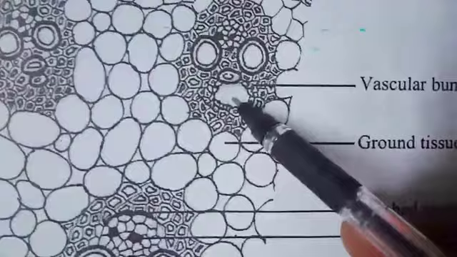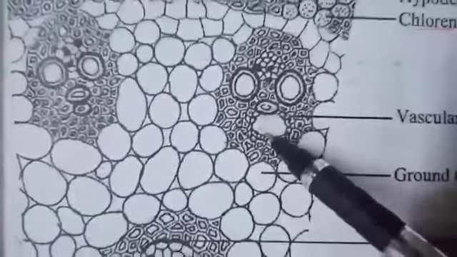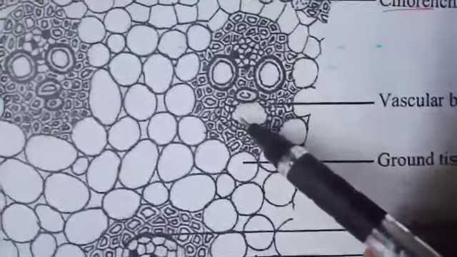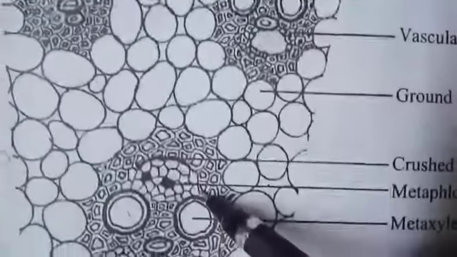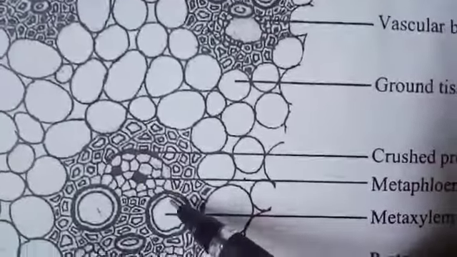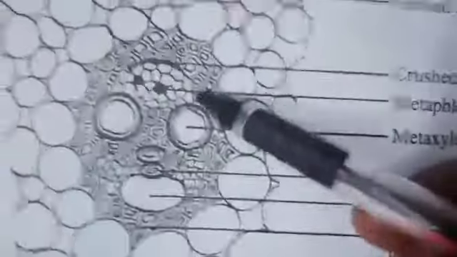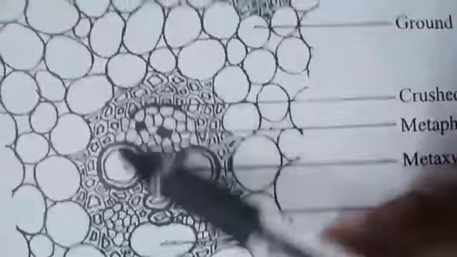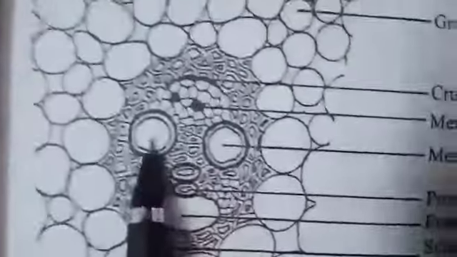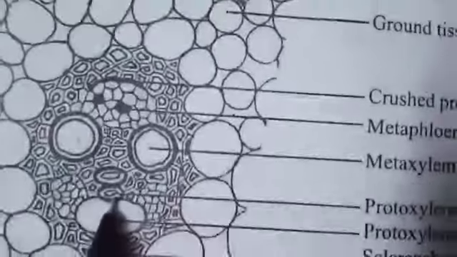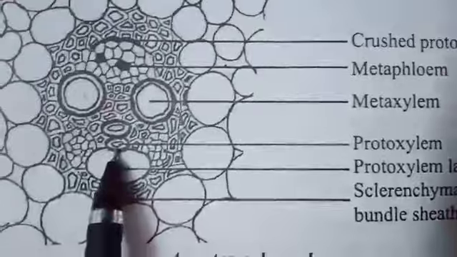Next, vascular bundle. Skull-shaped vascular bundles are present in monocot stem and are scattered in the ground tissue. Vascular bundles are conjoint, collateral, endarch and closed. Each vascular bundle is surrounded by a few layers of sclerenchyma cells called the bundle sheath. Next, xylem. Xylem consists of two types: metaxylem and protoxylem. There are two metaxylem and one protoxylem, arranged in the letter Y.